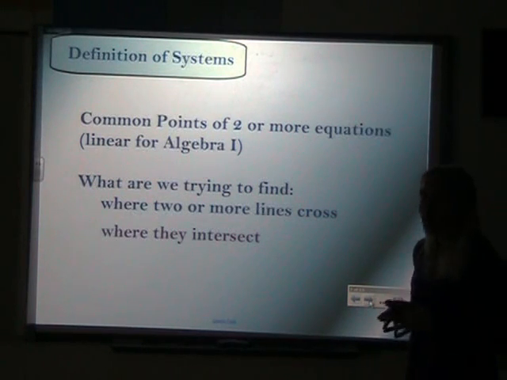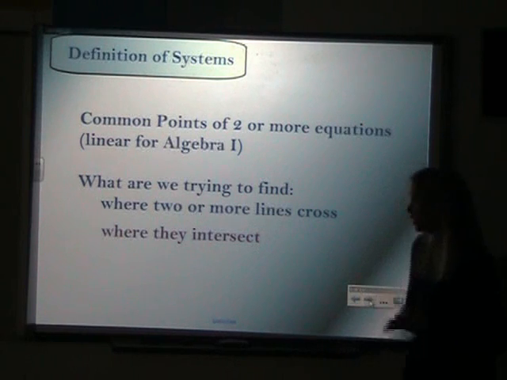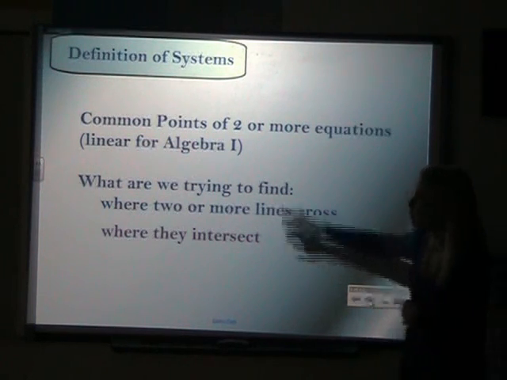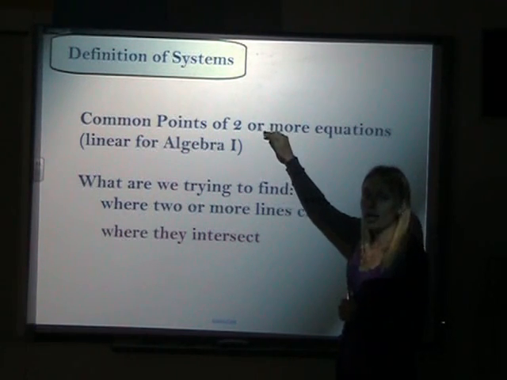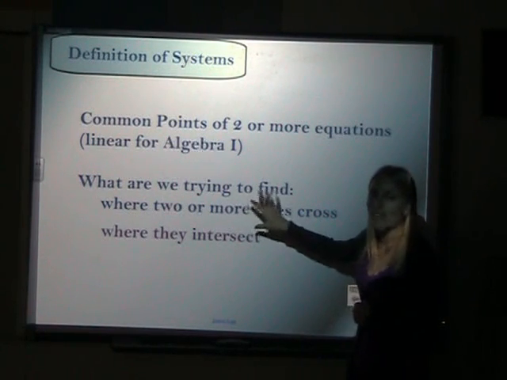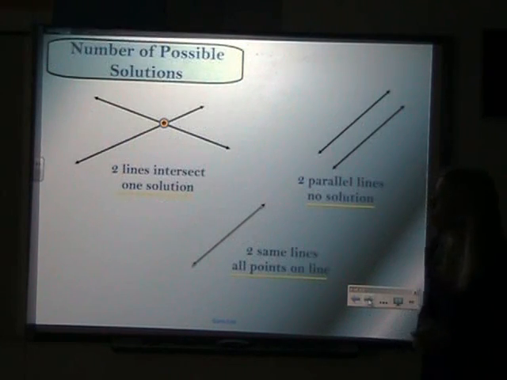We are trying to find where those two lines intersect, where they meet, where they cross. The answer is a point. So I'm trying to find where that point is that they intersect. Okay? So a system of equations is two lines. I'm trying to find the answer that they both have in common. Where do those two lines intersect?